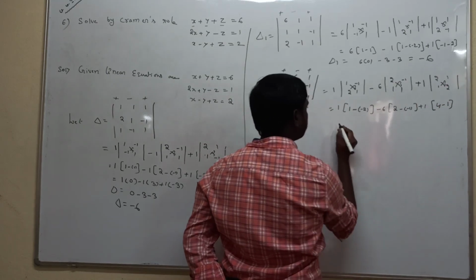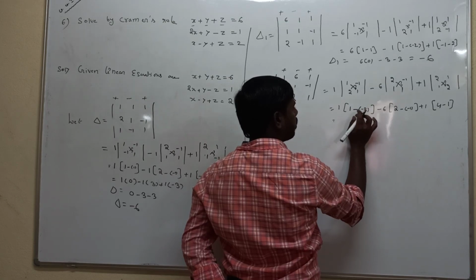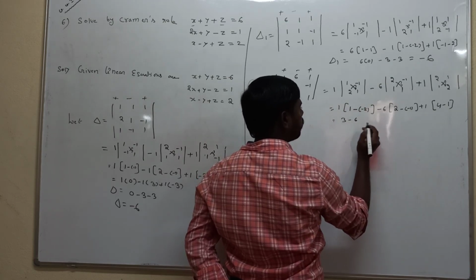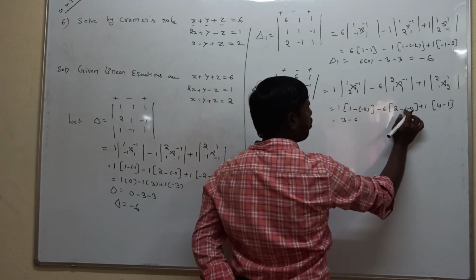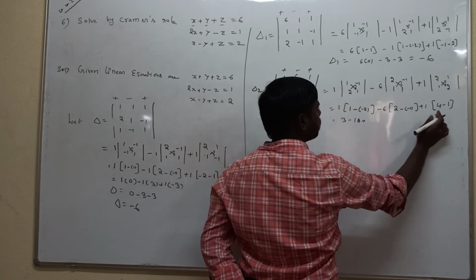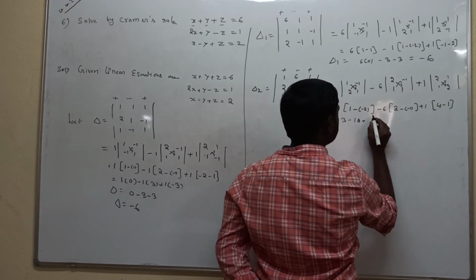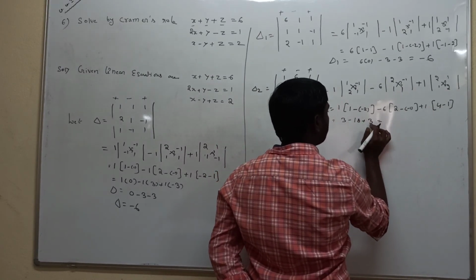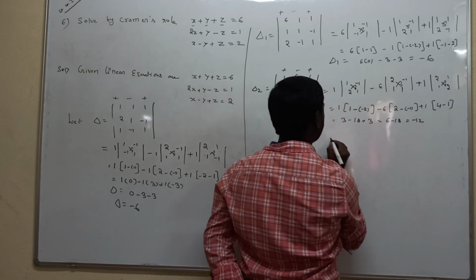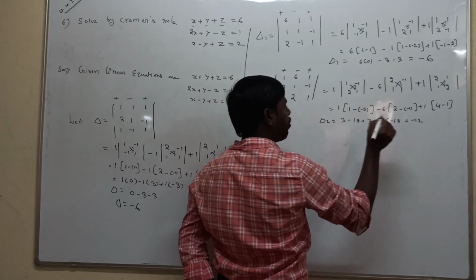Now simplify this one. Minus of minus is plus, 1 plus 2 is 3, 3 into 1 is 3, minus 6 into 2. Minus into minus is plus, 2 plus 1 is 3, 3 sixes are 18, plus 4 minus 1 is 3, 3 into 1 is 3. So now 3 plus 3 is 6, minus 18 is equal to minus 12. This is the delta 2 value, minus 12.